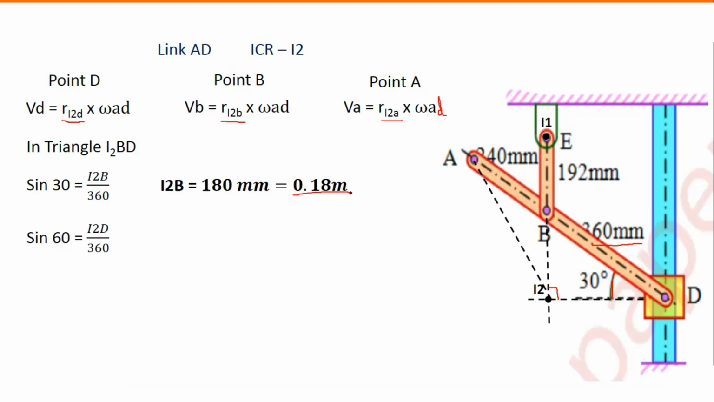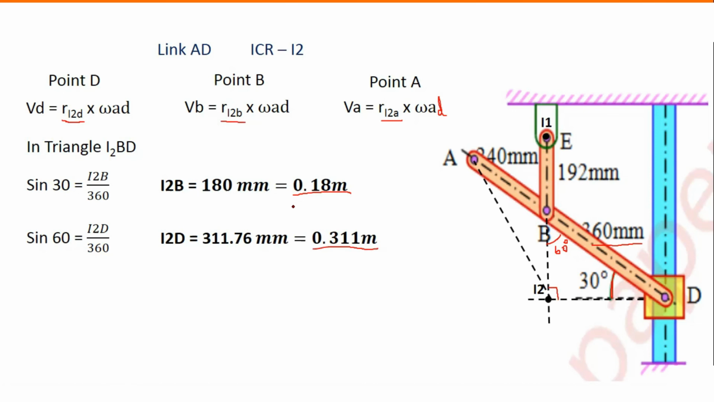Sin 60 equals I2D, because if this angle is 30, this angle will be 60 degrees. So you can also use sin theta of sin 60. Sin 60 is opposite upon hypotenuse. Opposite is I2D, hypotenuse is 360. On solving this equation, I will get the answer for I2D as 0.311 meters.